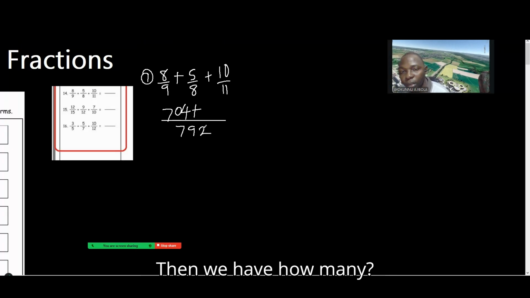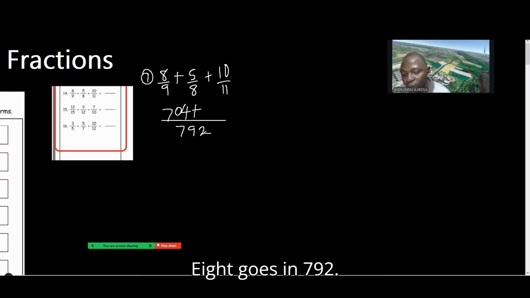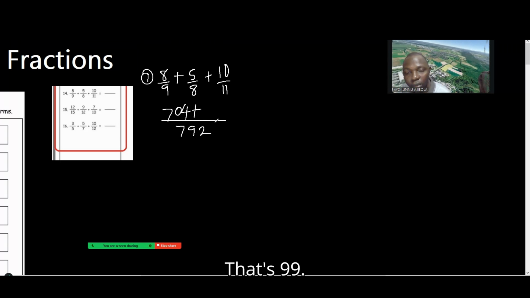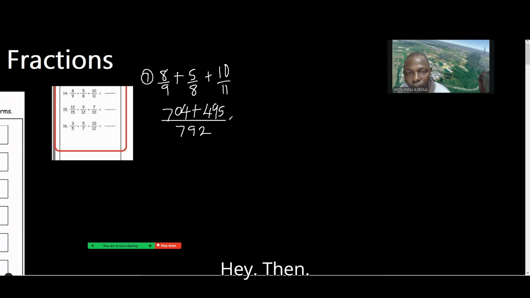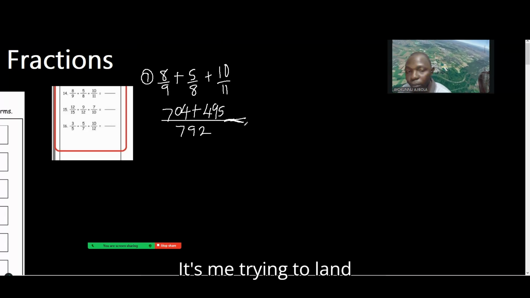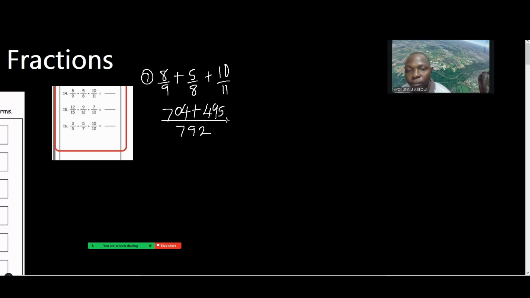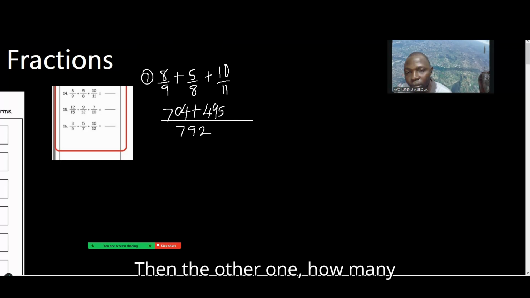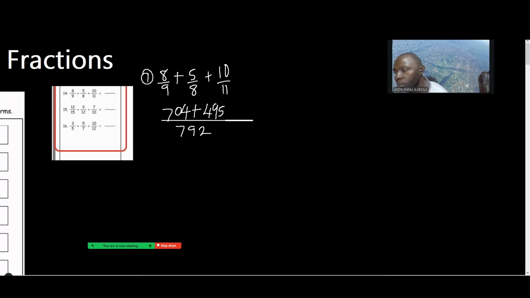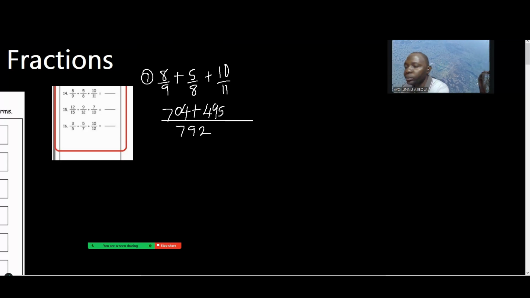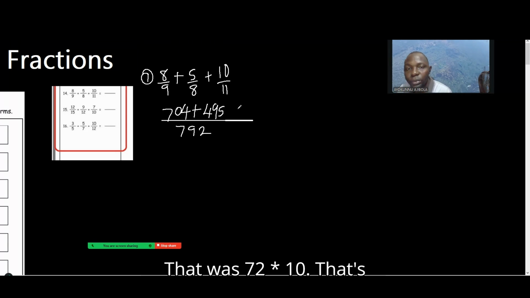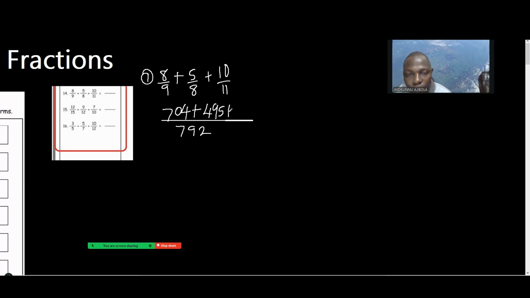Then we have how many 8 goes in 792? That's 99 times 5, that's 495, okay? Then let me join a line here. Then the other one, how many 11 goes in 792? That'll be 72, okay? All right. Now 72 times 10, that's 720, okay?